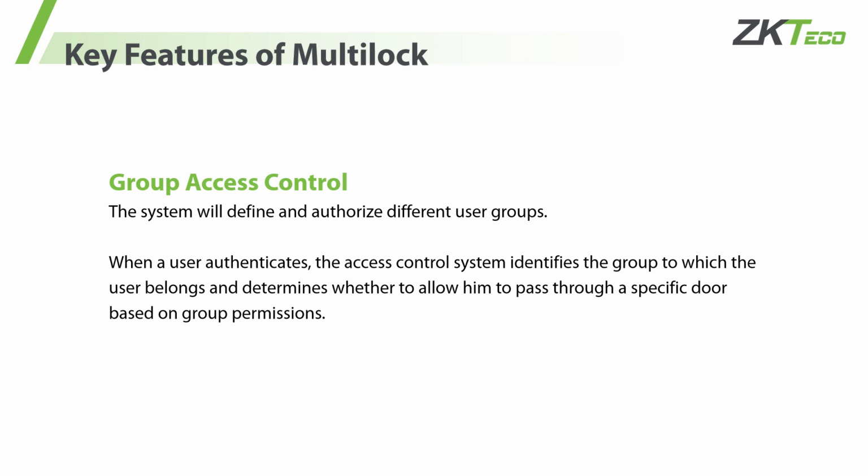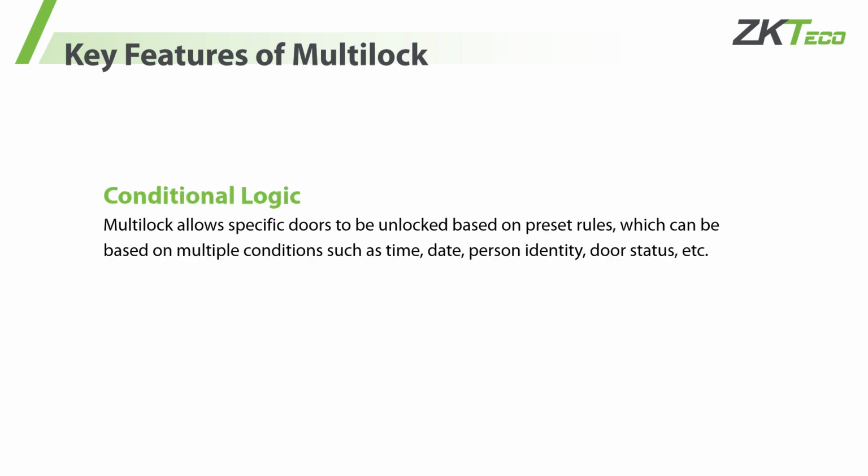When a user authenticates, the access control system identifies the group to which the user belongs and determines whether to allow him to pass through a specific door based on group permissions. The third point is conditional logic. Multi-lock allows specific doors to be unlocked based on preset rules, which can be based on multiple conditions such as time, date, person identity, door status, etc.